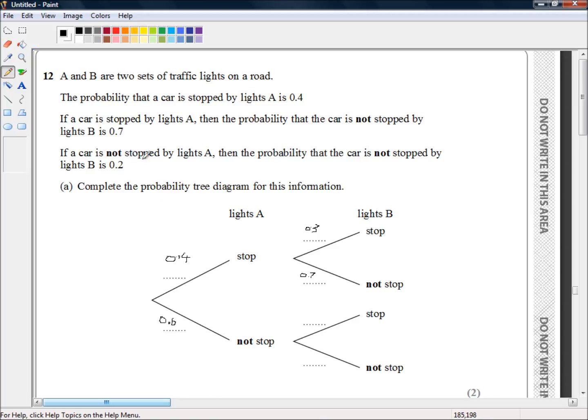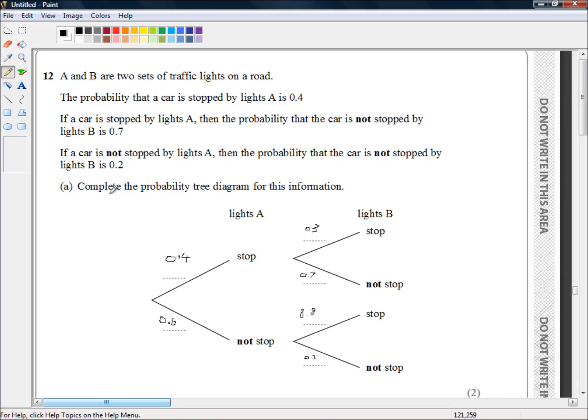If a car is not stopped by lights A, so we're coming down here, then the probability that the car is not stopped by lights B, so that's down here, is 0.2. And again, by the same reasoning we've already done, this must be 0.8, because 8 plus 2 is 10. Or you could just do 1 minus 0.2 on a calculator and get 0.8.